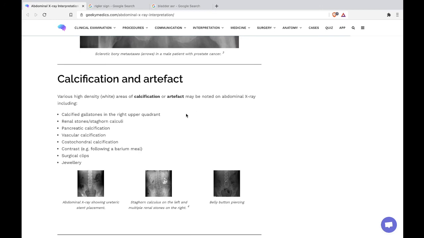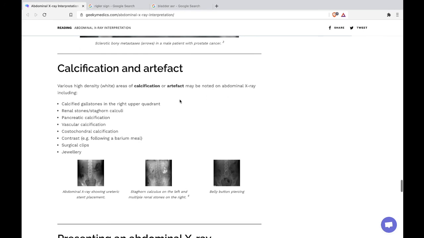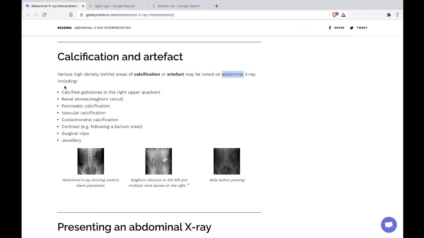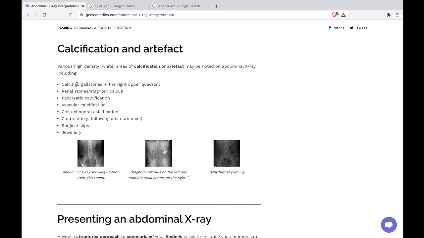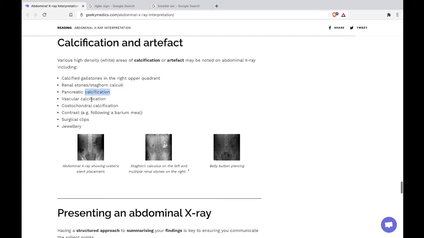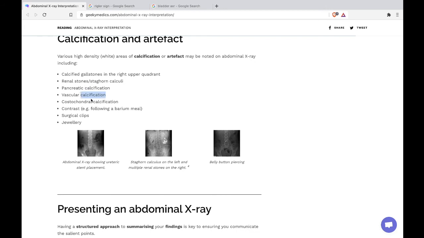And lastly, the C stands for calcification and artifact. Various high-density white areas of calcification or artifact may be noted on abdominal x-ray, including calcified gallstones in the right upper quadrant, renal stones or staghorn calculi, pancreatic calcification, vascular calcification, costochondral calcification. Costochondral, isn't that up in the chest? Contrasts, for example, following barium meal, surgical clips, jewelry.